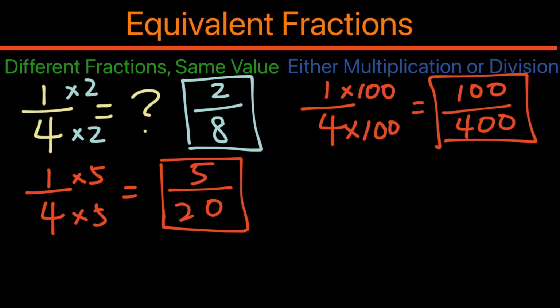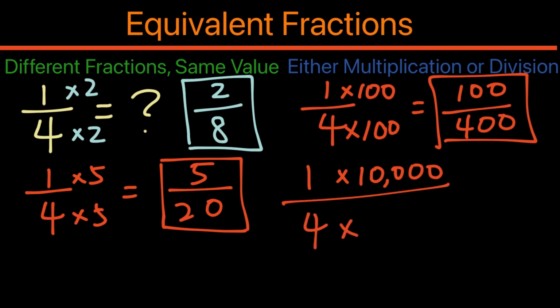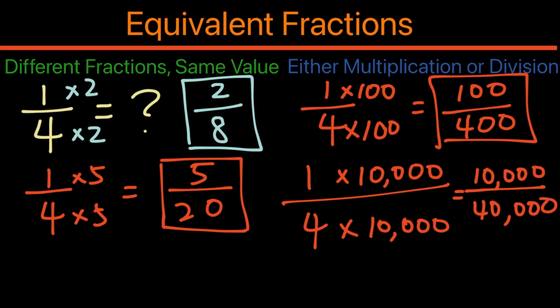So even if we were to go more extreme, 1 times by, say, 10,000, and 4 times by 10,000, we would have 10,000/40,000. And that is an equivalent fraction to 1/4.